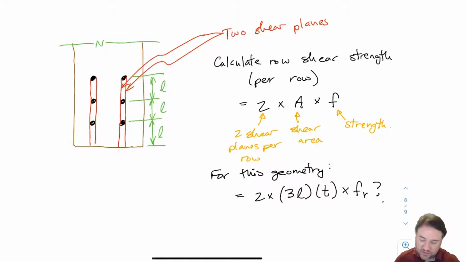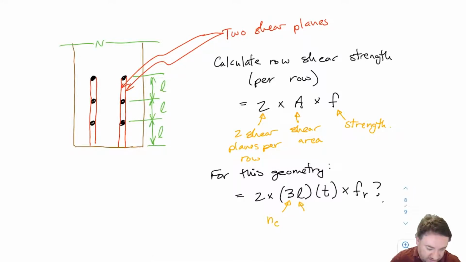So is this a good calculation for the shear strength? Well, it turns out that this 3 is going to be basically what we'll call NC, which is the number of bolts per row. So the number of bolts per row is the same as the number of spaces between bolts, right? I have 1, 2, 3, and that means I have space 1 here, space 2 here, and space 3 here.